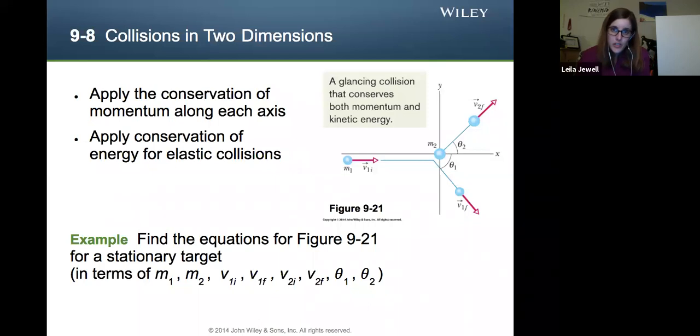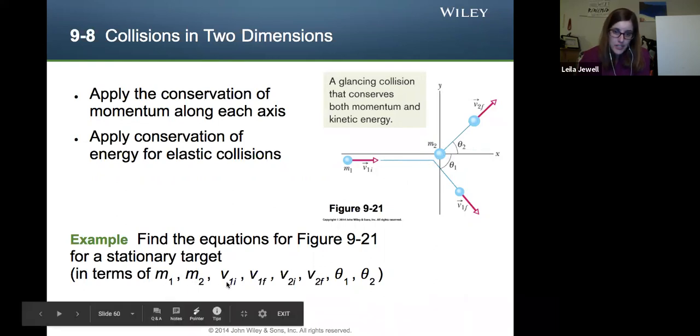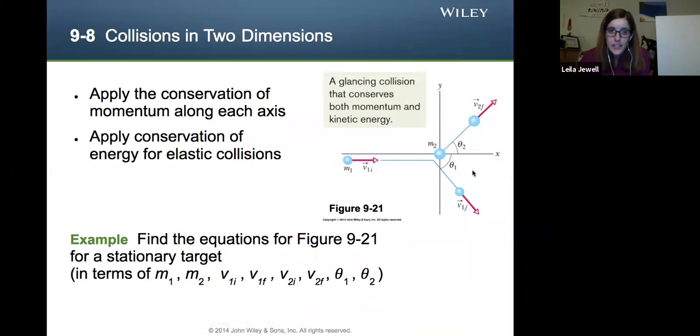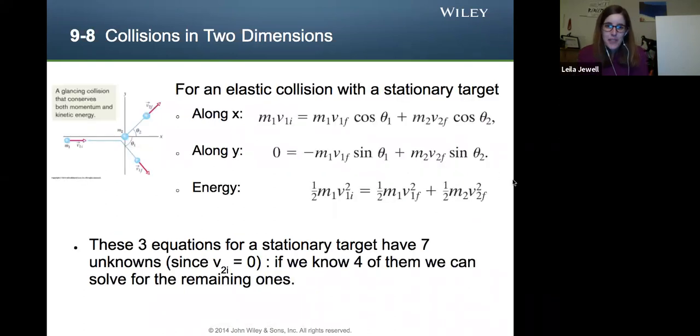So even though it's not always conserved, it is useful in the fact that it does not need to worry about direction. So looking at an example here, we want to find the equations for this figure that has a stationary target in terms of just the masses, the initial velocities, the final velocities, and those two angles that it ricochets off at. So I encourage you to pause and take a stab at writing these equations out yourself. And if you don't know, that's okay, but see what you can do to get it done. So ready, set, pause.